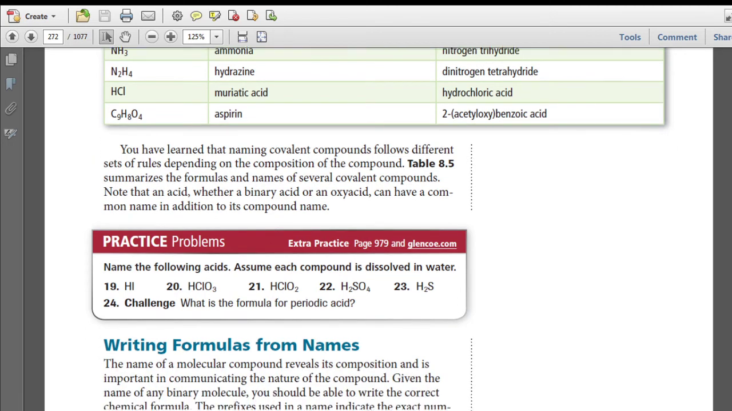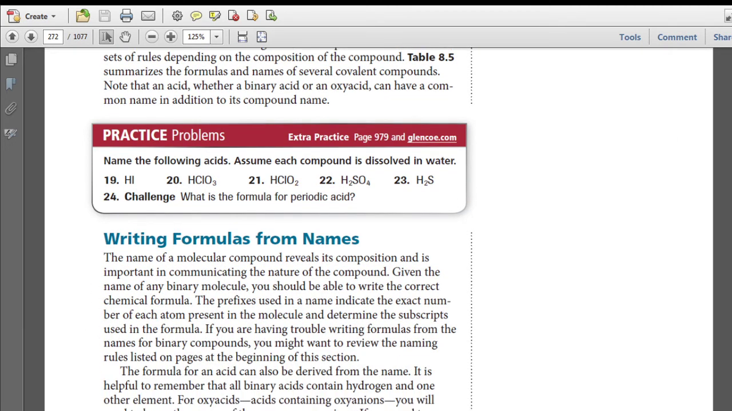So let's go ahead and try and name these compounds here. Go ahead and pause the video, and we can name the following acids. Number 19 is hydroiodic acid. Number 20 is chloric acid. Number 21 looks like chlorous acid. Number 22 looks like sulfuric acid. And number 23 looks like hydrosulfuric acid.